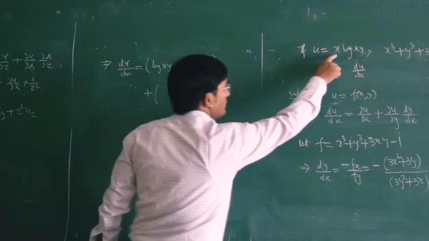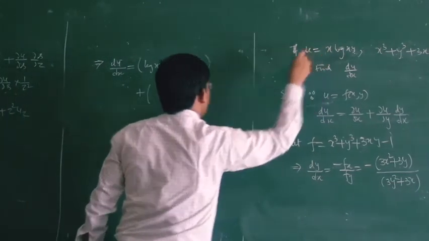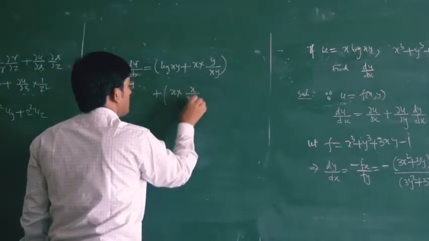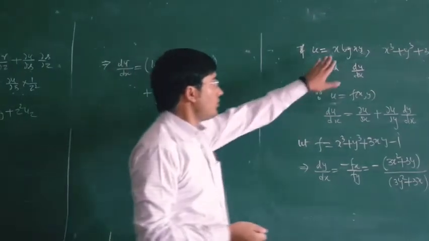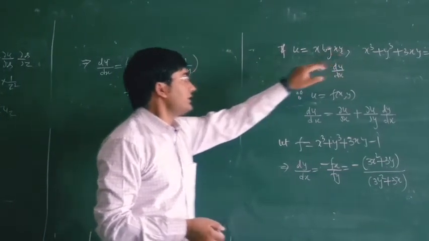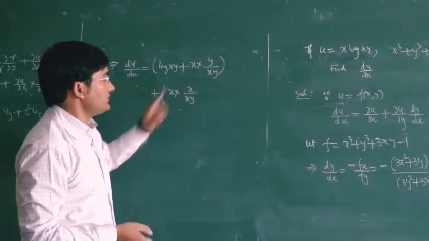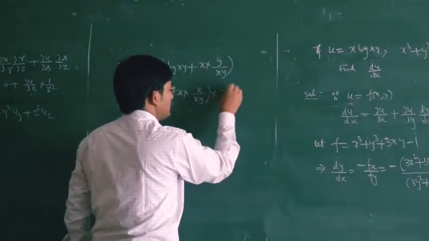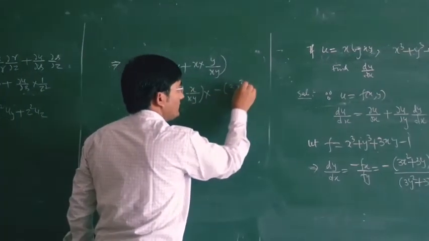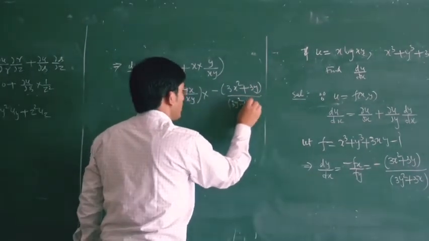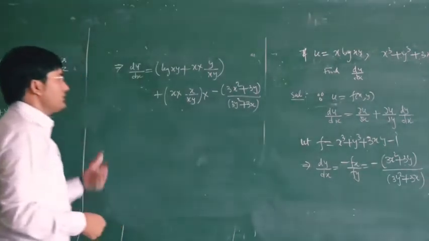Now del u upon del y will be, for del u upon del y, your x will be constant, so we will have x into x upon xy, because the differentiation of log x will be 1 upon xy, and the differentiation of this bracket xy with respect to y will be x. Then multiplied by this term minus 3x square plus 3y divided by 3y square plus 3x. Now you can easily simplify this one.